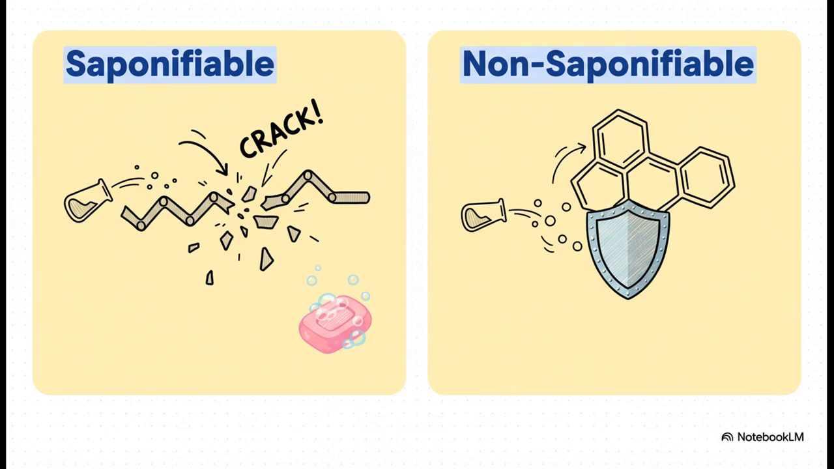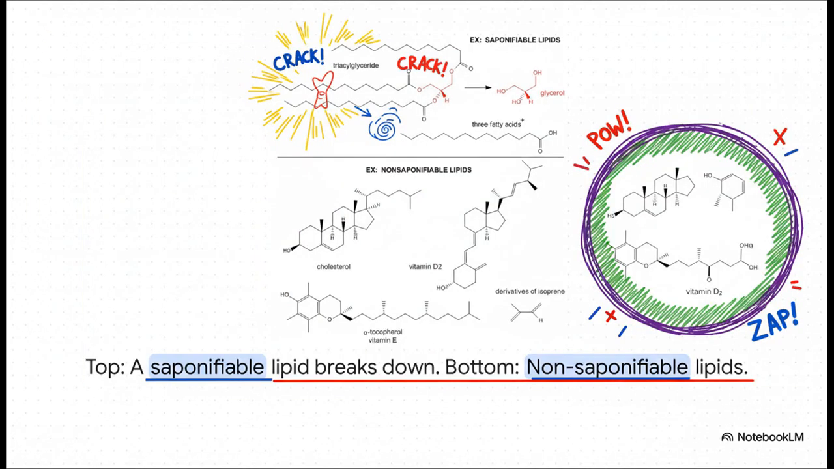On the flip side, you have the non-saponifiable lipids. They don't react that way. You can't break them down like that. They're much more stable. And check this out. This visual makes it perfectly clear. See the reaction up top? That's a saponifiable lipid, a triacylglyceride, getting broken apart. But now look at the molecules on the bottom. Cholesterol, vitamin D, vitamin E. Those are non-saponifiable. You could hit them with that same strong base and they just shrug it off, staying completely intact.